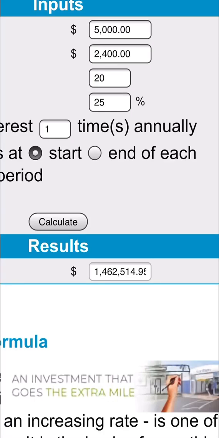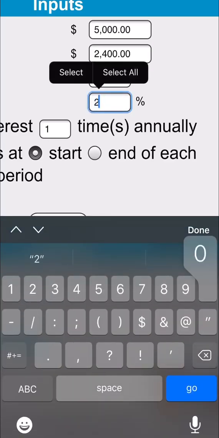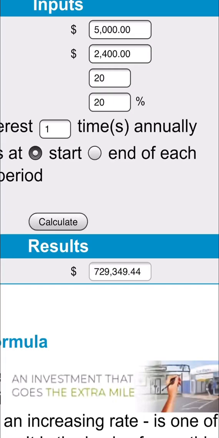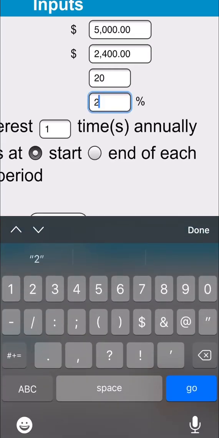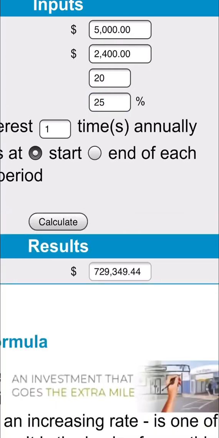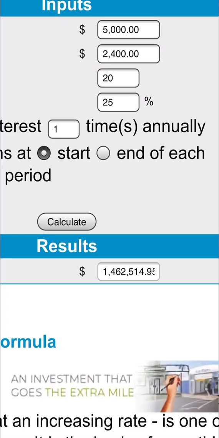So you thought 20% was hard. You're like, oh, 20% is really hard. If you just add 5 extra percent, that's it. You're doubling what you had at 20%. So that's the magic of compounding interest. That's the magic of this whole thing.